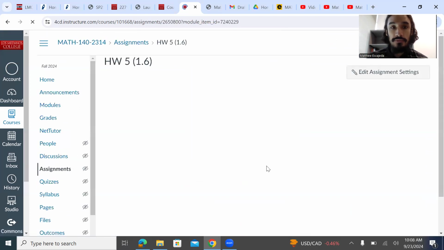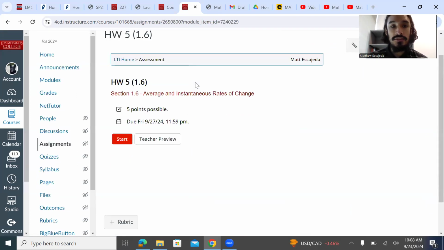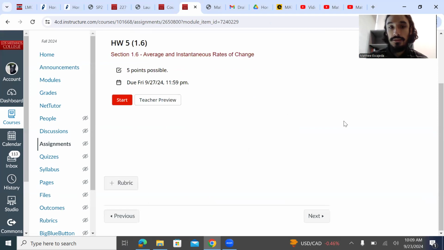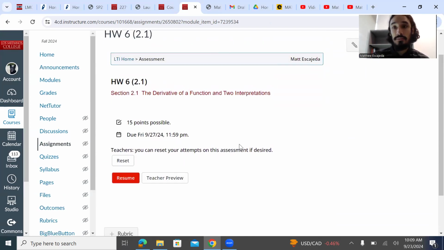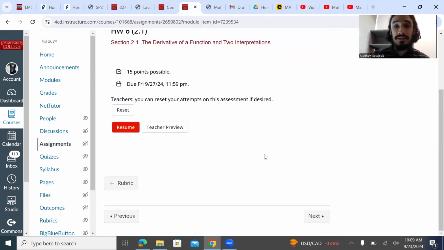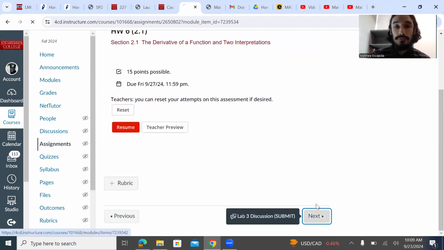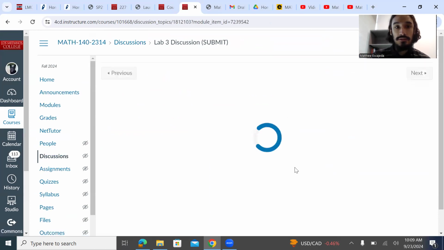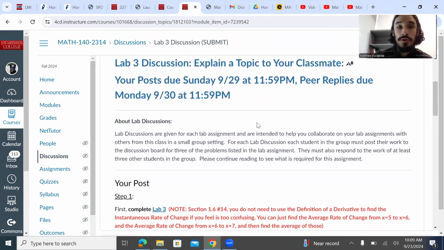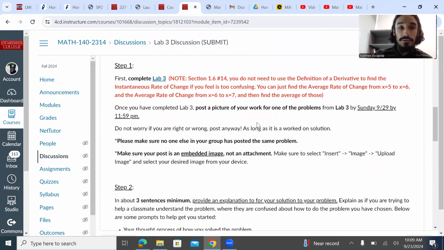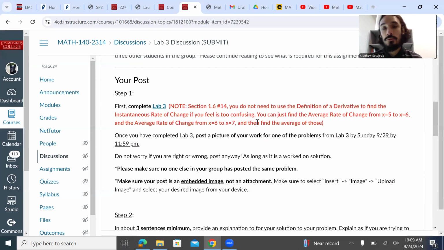Then you have homework for 1.6, just a couple of questions, mainly about average rate of change. And then we have the section 2.1 homework, a couple more questions, but all about derivatives, tangent lines, things like that. After that, you end up with the lab 3 discussion, where you just post a problem from lab 3 about 1.6 and 2.1.